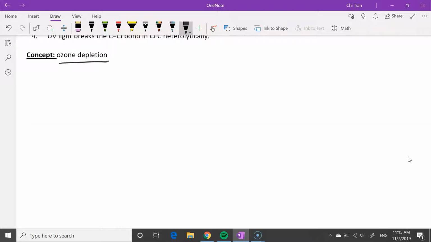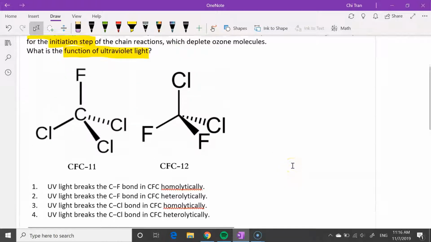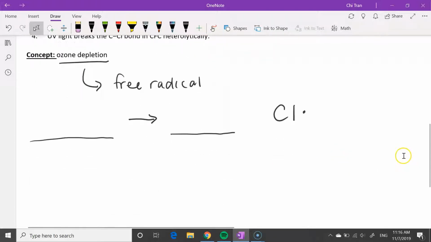So for ozone depletion to occur, there needs to be a presence of a free radical. And so the free radical here is chlorine. And so we need to work out an equation where the product is a chlorine free radical. If we go back to the question, it gives us an example of a CFC compound in the diagram, and so we can use that in our equation.